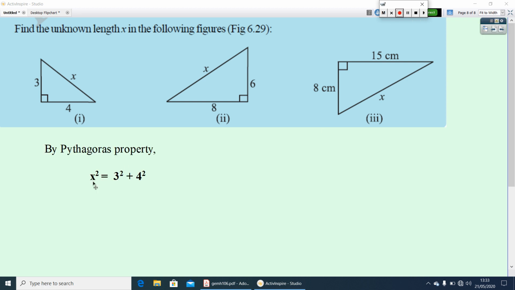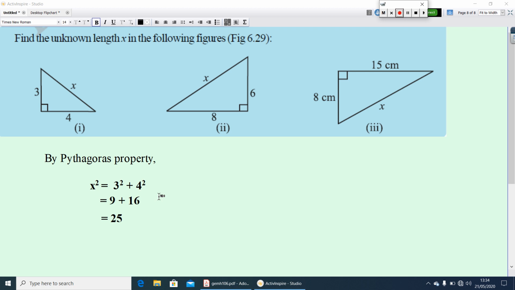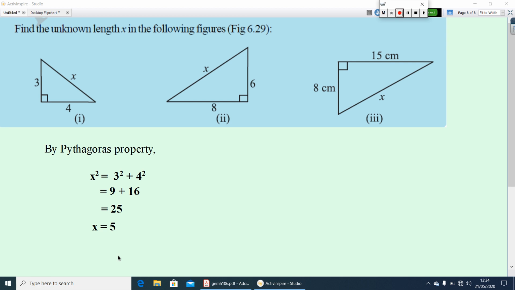So we can write x square as 3 square plus 4 square. That is, square on the hypotenuse is equal to sum of the squares on the legs. Then it is equal to 9 plus 16, that is equal to 25. Now x square means x into x. Now check what number multiplied by itself gives 25. That is, 5 into 5 is 25. So you can write the value of x is equal to 5.